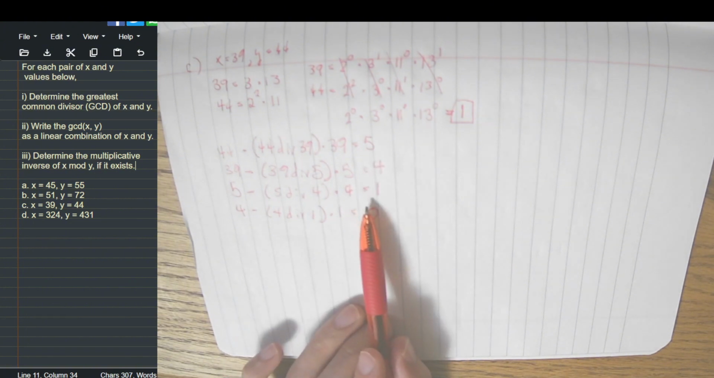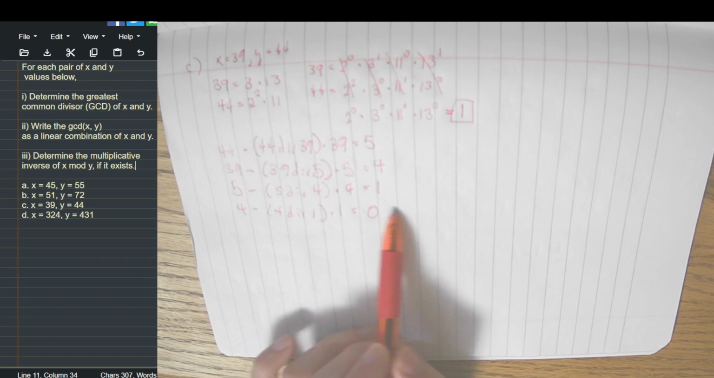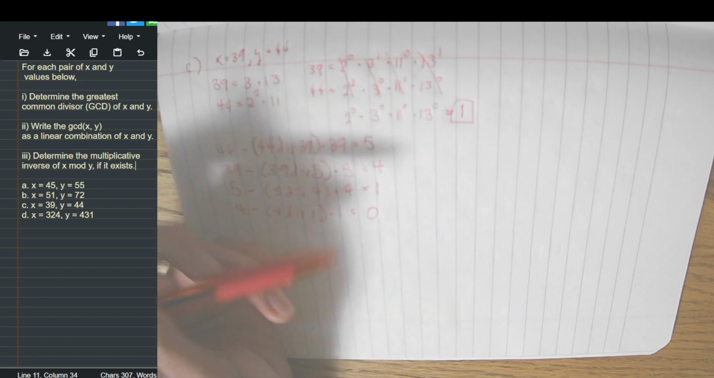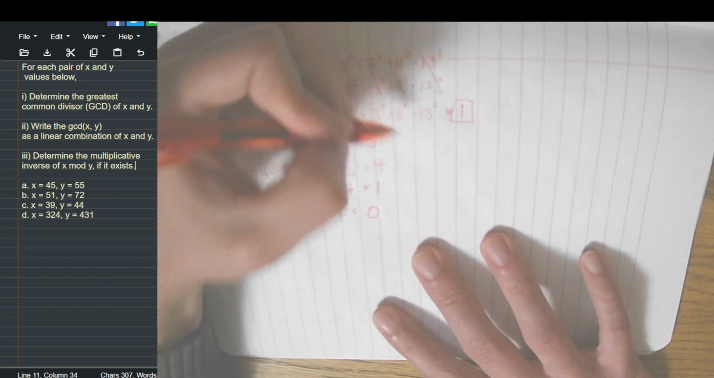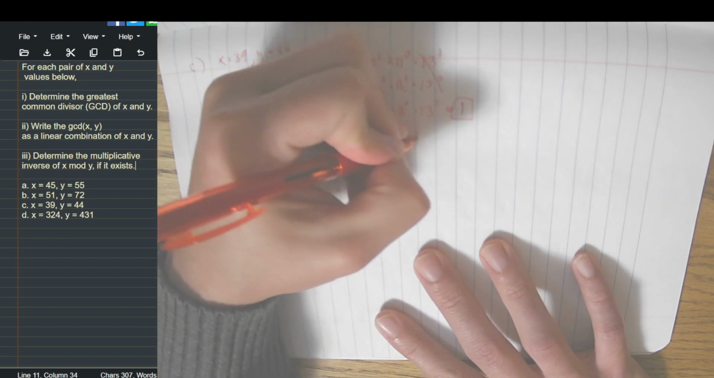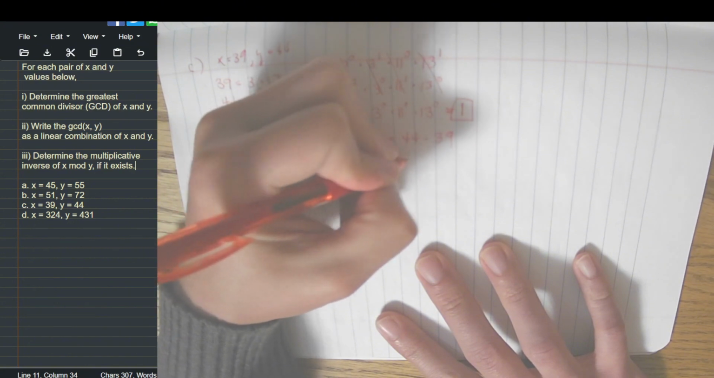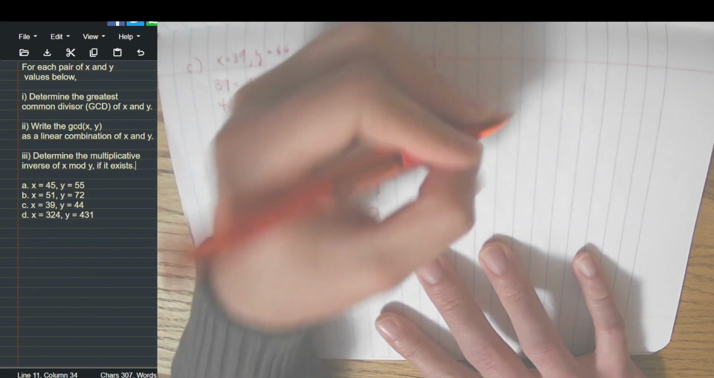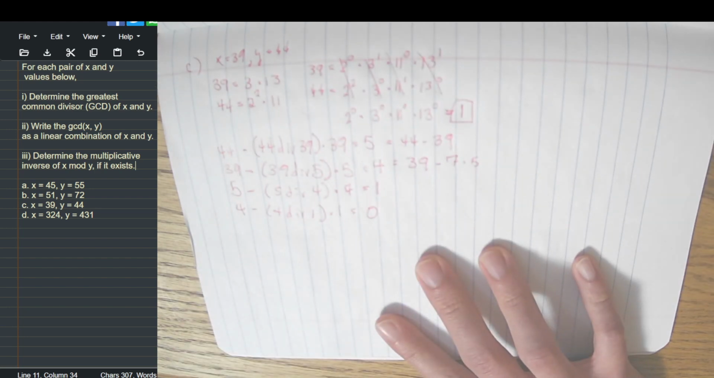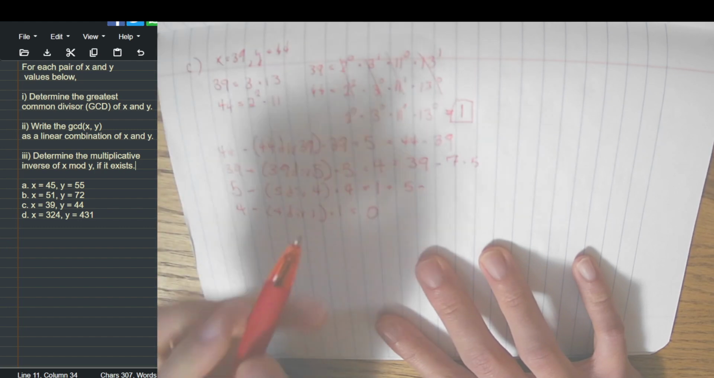But now I have a system of equations here where I want to set it equal to the greatest common divisor in terms of my beginning values. So let's rewrite all these equations. 5 is going to be equal to 44 minus 39. 4 is going to be equal to 39 minus 7 times 5. And 1 is going to be equal to 5 minus 4.